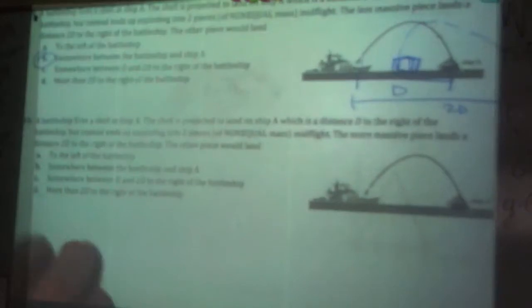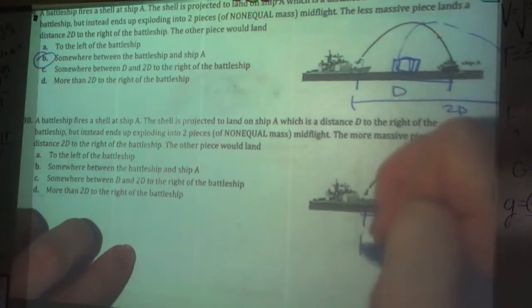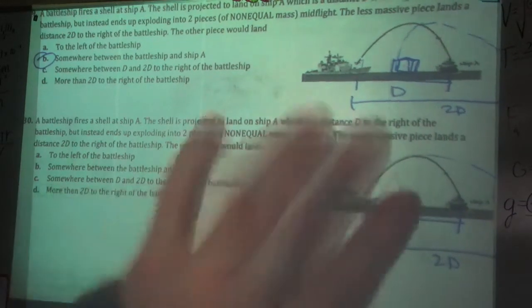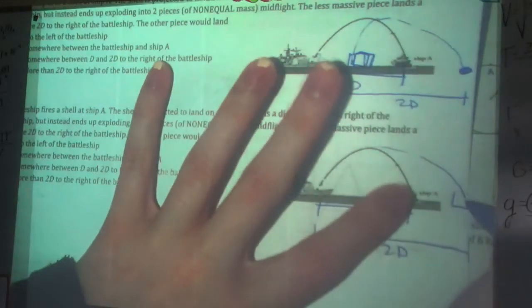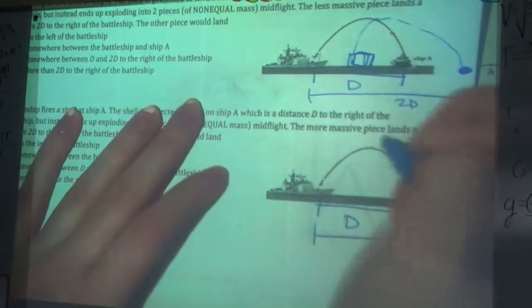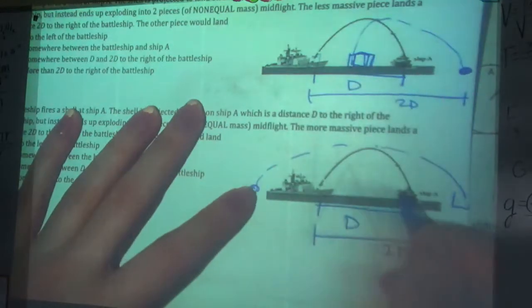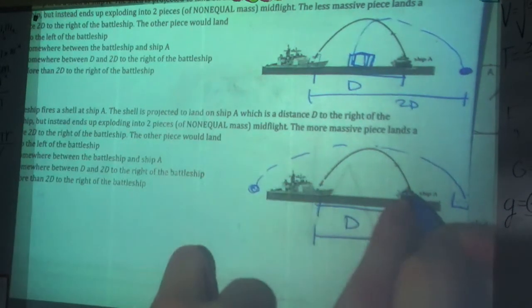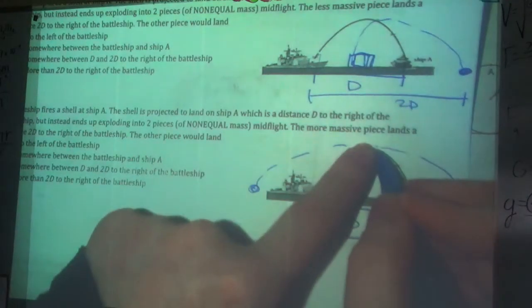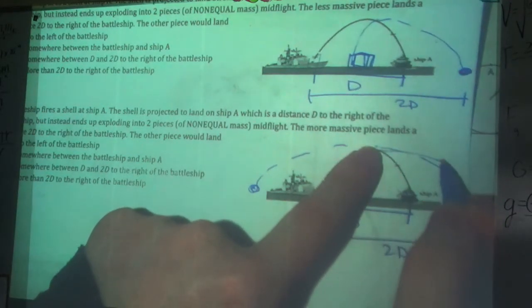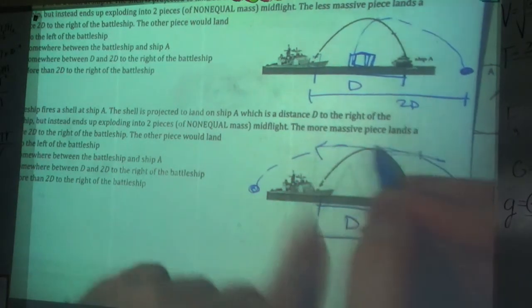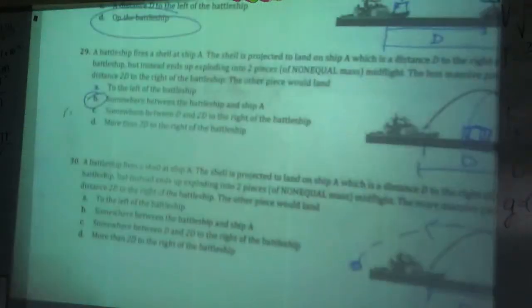And then a battleship, again, d, 2d away. But now it is the big piece. So if the big piece lands a distance d away from where it should have landed, then the small piece must be extra far away so that these can still average out to the same center. So the center of mass has to be closer to the bigger mass and farther away from the smaller mass to still average out to the center of mass. Also, you can think about it, when they explode, you're going to go opposite directions. This one is smaller mass, it's going to go faster than the bigger mass, so it'll go farther. That's another way to think about it. So to the left of the battleship.